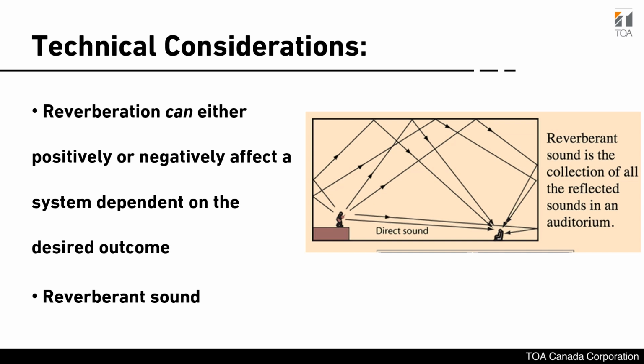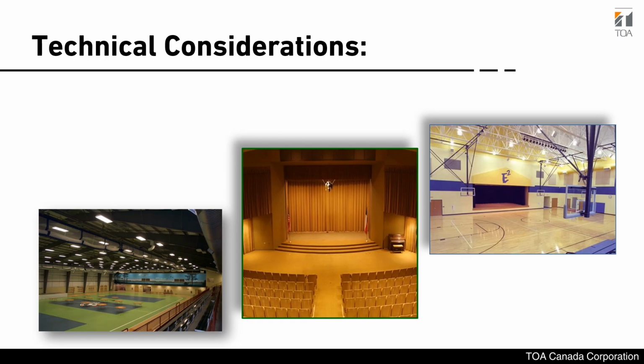Where is reverb common? While reverb can be encountered in all sorts of large-scale facilities, here in TOA we primarily encounter reverberation in large halls and gymnasium projects. Other areas that commonly face reverb include factories, warehouses, and hall events.